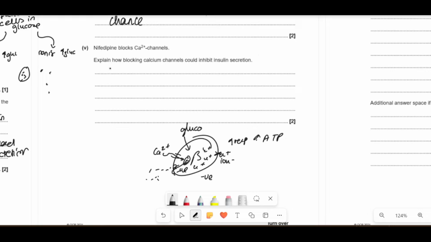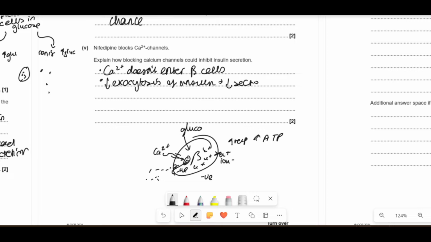So in this case, if we block calcium channels, it means that Ca2+ doesn't enter beta cells, therefore you get less exocytosis of insulin, and therefore you get less secretion.